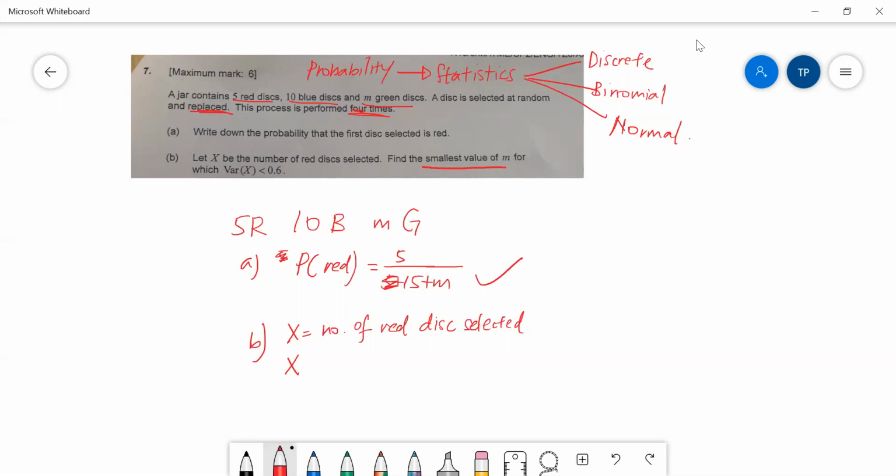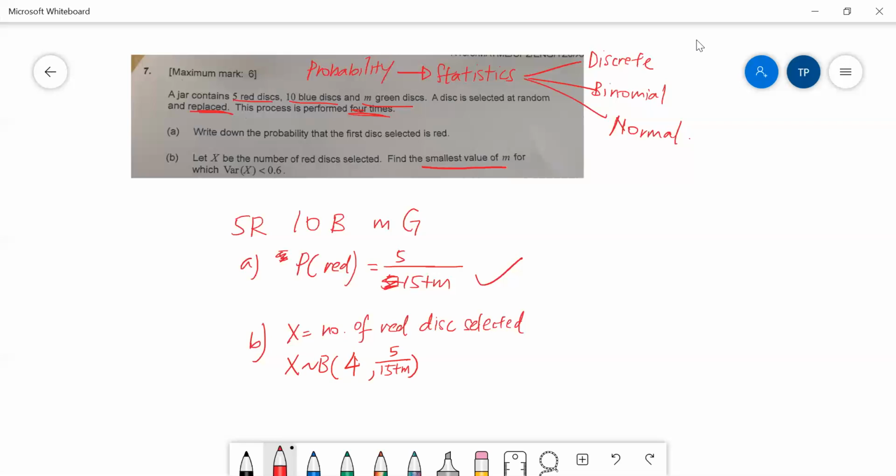So x will follow a binomial distribution of n, p, right? The number of trials. What's the total number of trials? 4. Perfect. And what's the probability? For red it is 5 over 15 plus m.